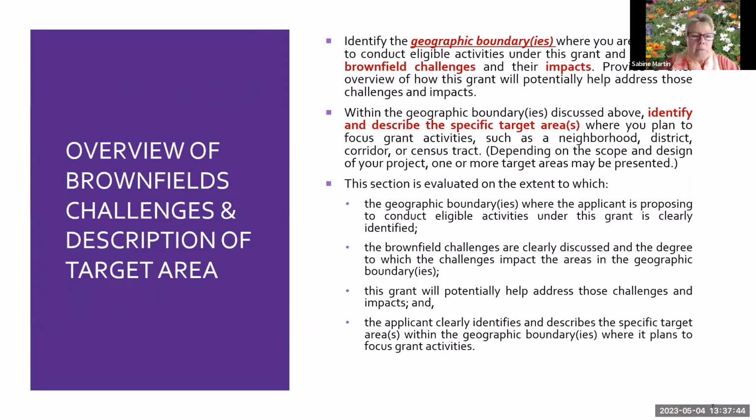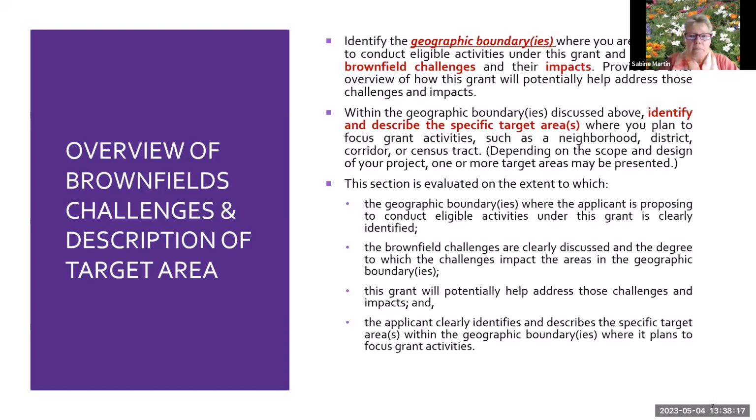So this is from the guidelines. This is the overview of brownfields challenges and description of target area. What you see on this screen is how it reads in the RFP. The first two bullets, and then the last one is the evaluation criteria. So whenever you write, and that goes throughout the entire brownfields grant application, make sure you compare what you write to the evaluation criteria so you don't lose any points and you don't miss anything.